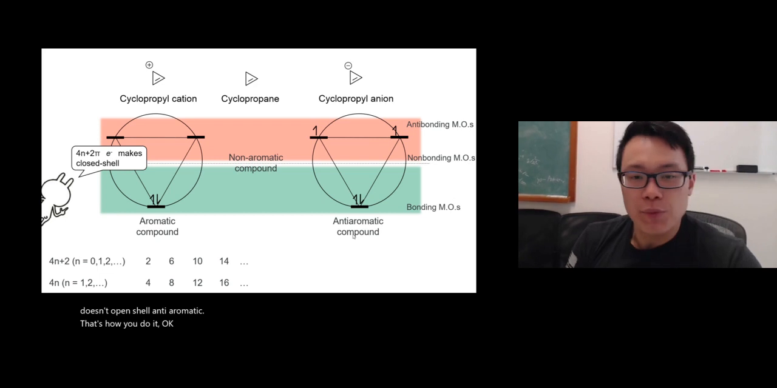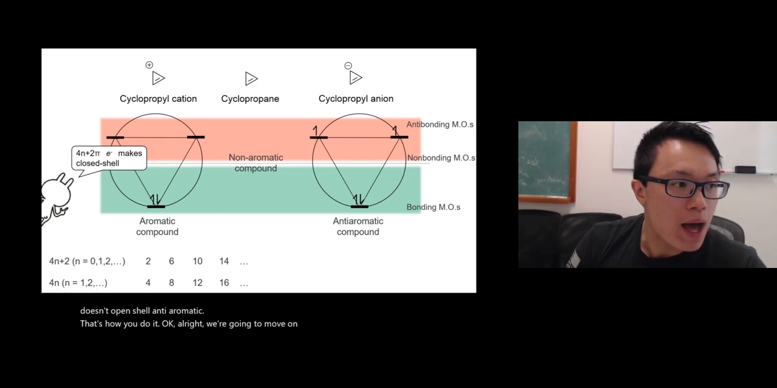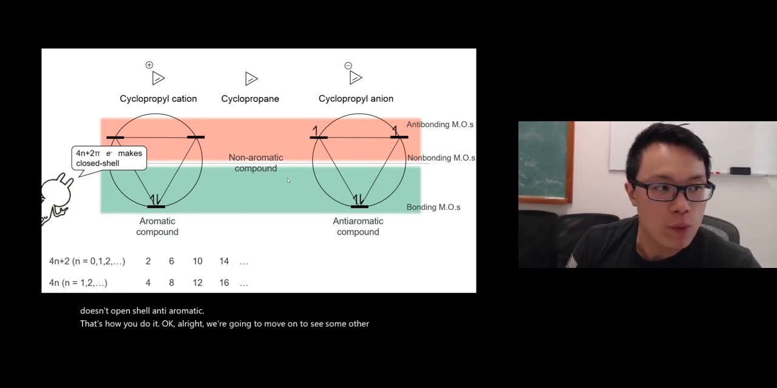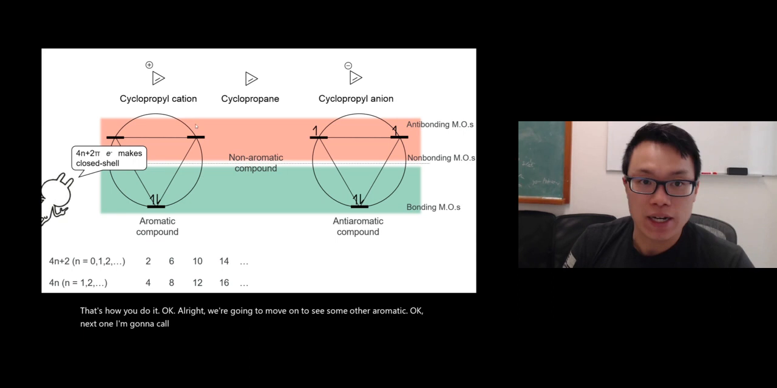We're going to move on to see some other aromatic compounds. Next one we're going to call an aromatic ion. It's an ion just like this. I'll show you a couple.